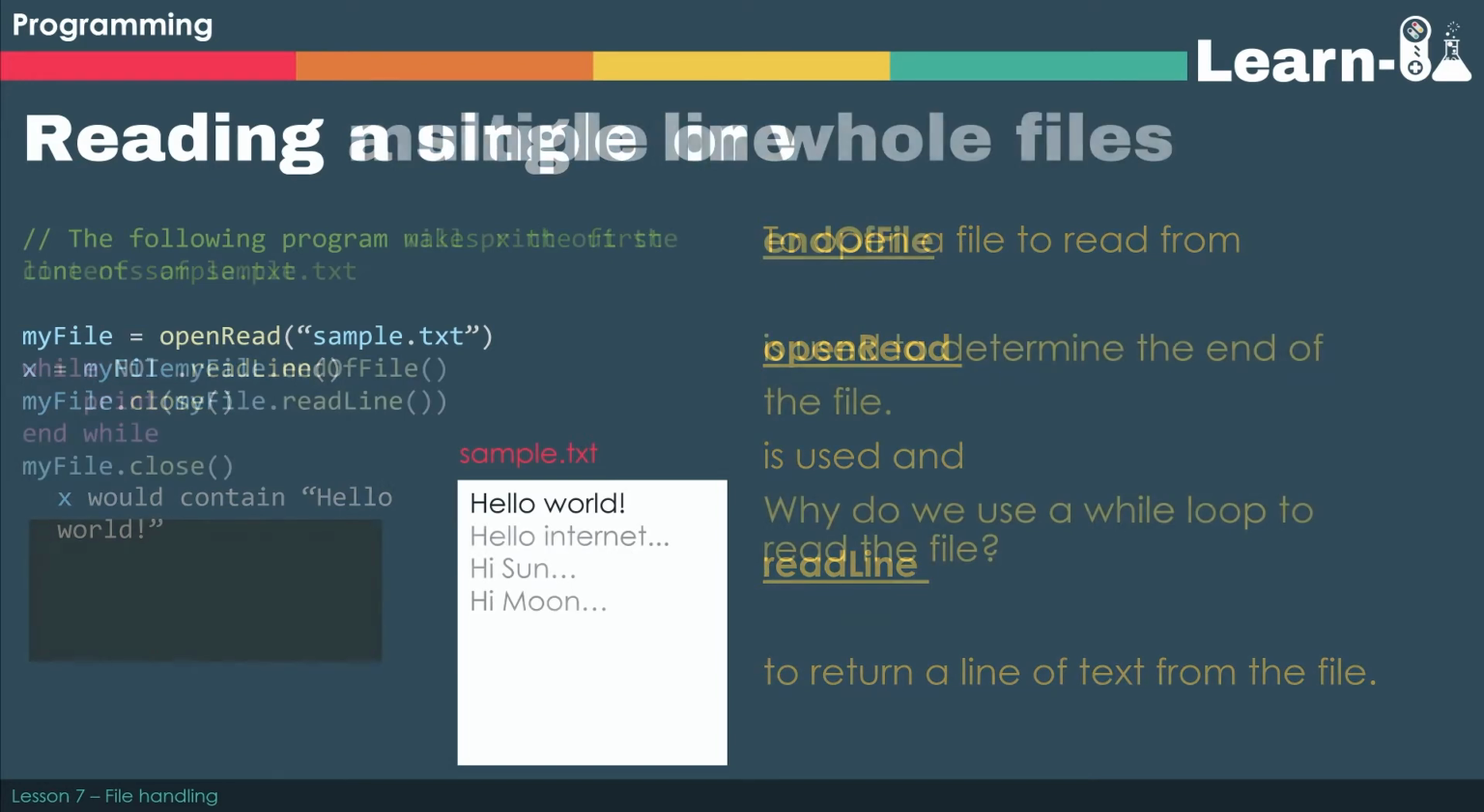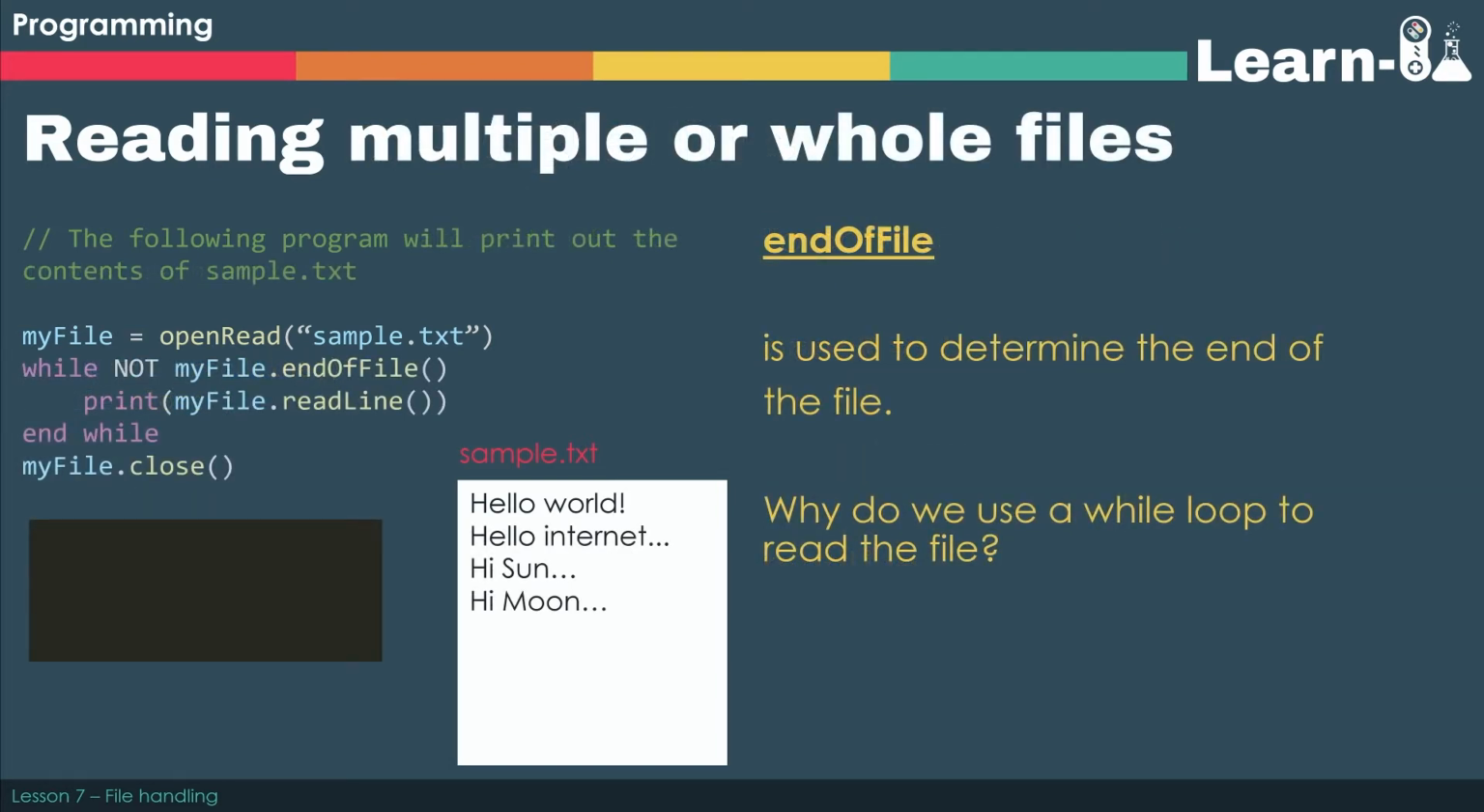closing that connection to the file. The next section looks at reading multiple or whole files. We need to begin in exactly the same way, so we create our openRead connection to our sample.txt file. The thing that's different this time round is looking at how we make sure that we reach the end of the file. So this time we've got a condition controlled loop. We use a while in that case. So we say while we're not at the end of the file, using another method called .endOfFile, then we keep reading each of the lines one at a time.